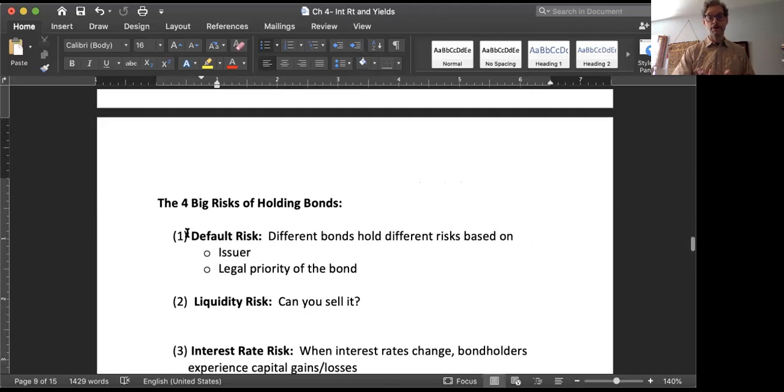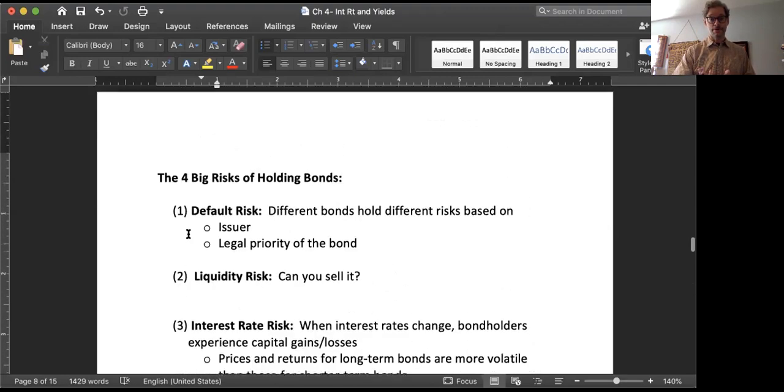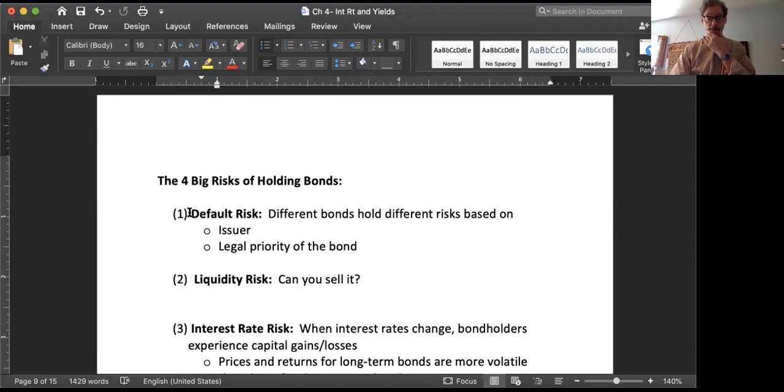And then you have to think about the other, right? There's other risks of holding bonds. Obviously, default risk, right? Different bonds hold different risks based on who issues it, right? So, for instance, corporate bonds are riskier than treasury bonds because a corporation is much more likely to fail than the government's likely to fail. There's also the legal priority of a bond, right? Some bonds have preference in terms of who gets paid out in the event of default. And so those that are higher ranking in terms of priority are going to be lower risk. So default risk is obviously one of the big risks of loans.